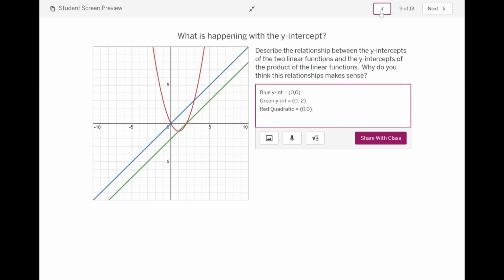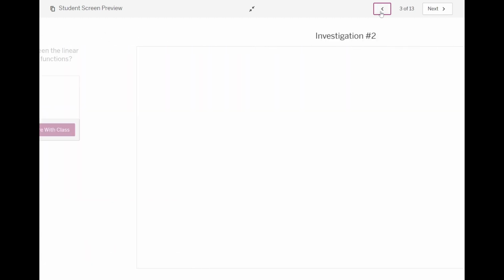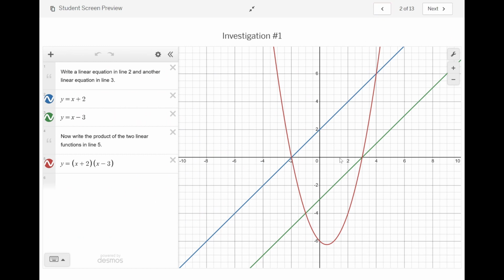Let me change this a little bit just to see. Actually, let's look at a different one. Let's look at my investigation number 1. Okay, so on this one, let's look at the y-intercepts. Y-intercept here is 2. Y-intercept here is -3. The y-intercept on my quadratic is -6. Let's look at the relationship 2, -3, and -6. Well, 2 times -3 is -6. So maybe that's the relationship.